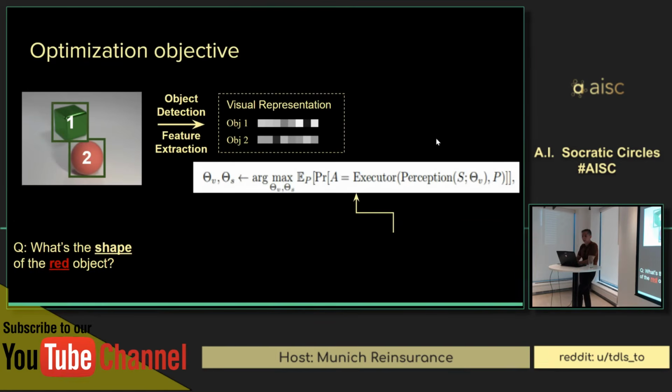Let's continue. So the optimization objective of the neuro-symbolic concept learner is composed of two parts: concept learning and language understanding. As mentioned earlier, the goal is to find the optimal parameters theta_v of the visual perception module, comprised of ResNet34, and theta_s of the semantic parsing module, to maximize the likelihood of answering the question Q correctly.